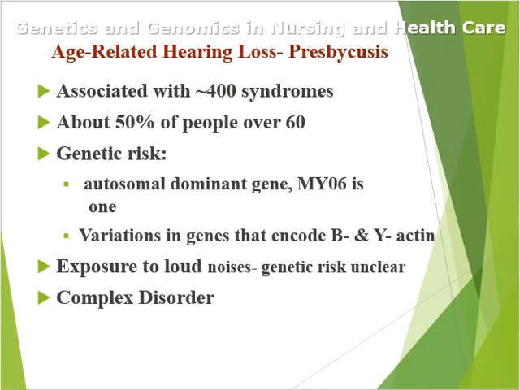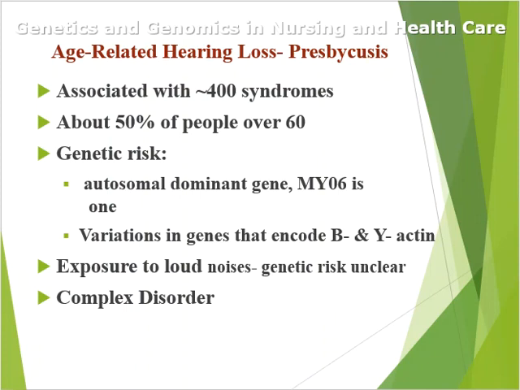Age-related hearing loss is associated with over 400 syndromes. About 50% of people over 60 have some form of hearing loss, but there is a genetic risk. An autosomal dominant gene, MYO6, is one that increases the risk. Variations in genes that encode for beta and gamma actin are also involved. Exposure to loud noises, of course, will damage anyone, but genetic risk for that is unclear. It is a complex disorder.